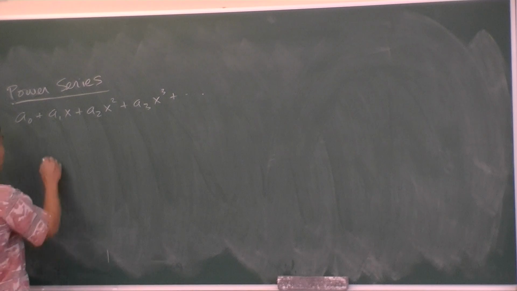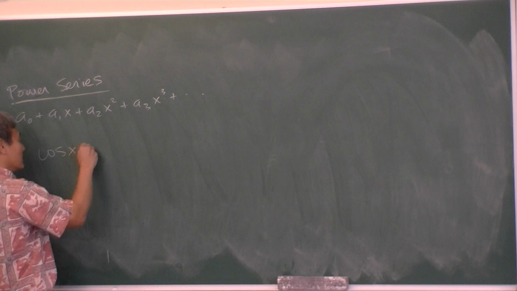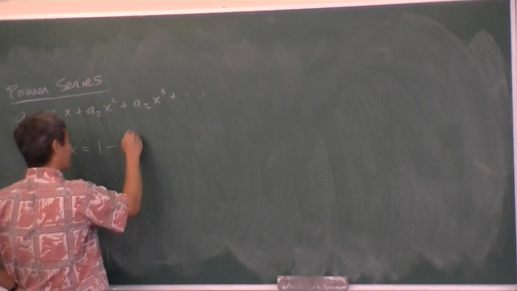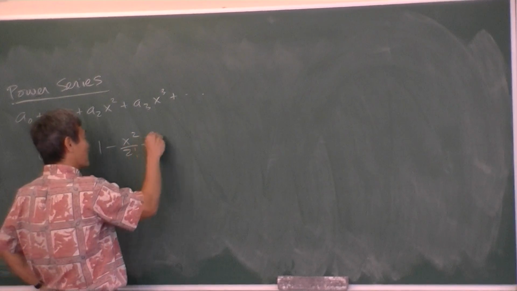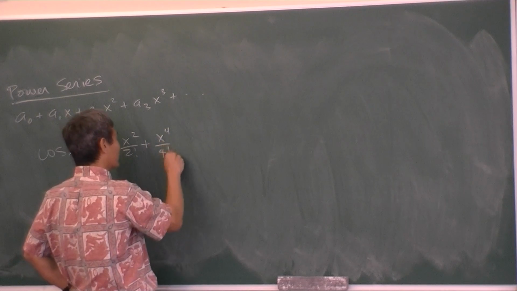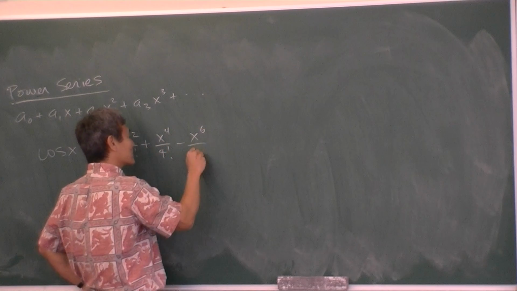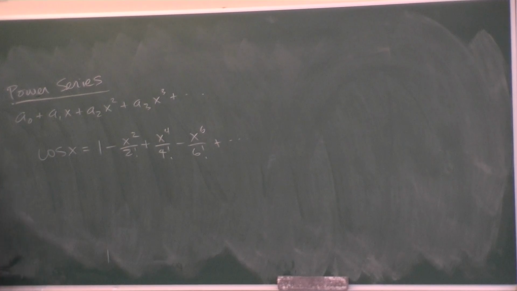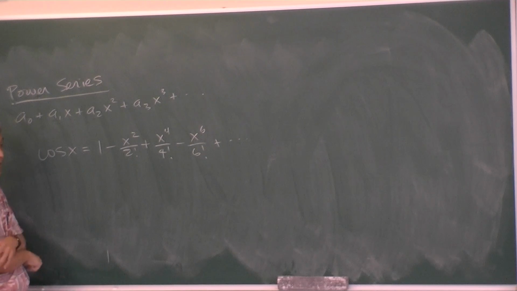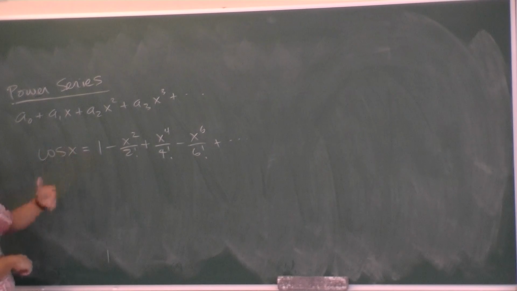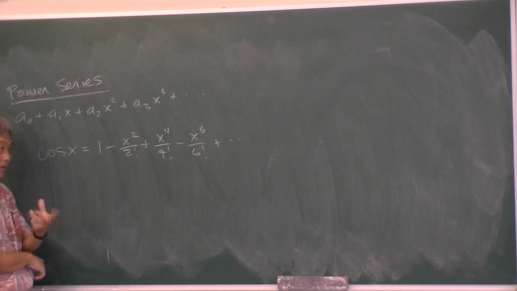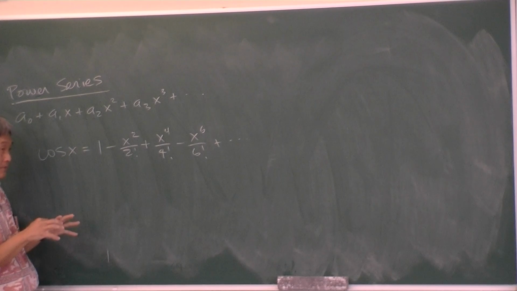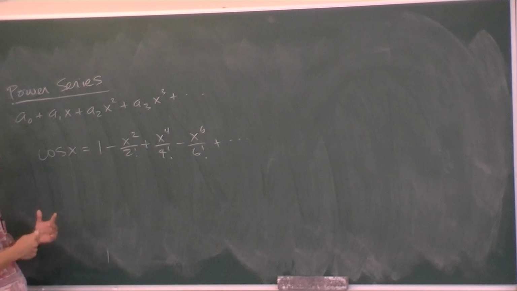Here's one of them. Cosine x is equal to 1 minus x squared over 2 factorial plus x to the 4 over 4 factorial minus x to the 6 over 6 factorial plus dot dot dot. I can't prove this to you because you need calculus to prove it. If you take BC calculus next year, you're going to prove that this is the power series. But what we're going to do is memorize the 5 basic ones, and then do stuff with them.